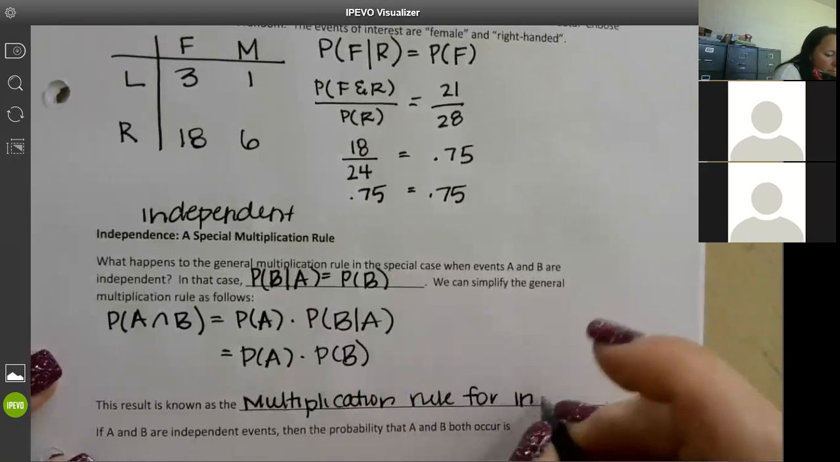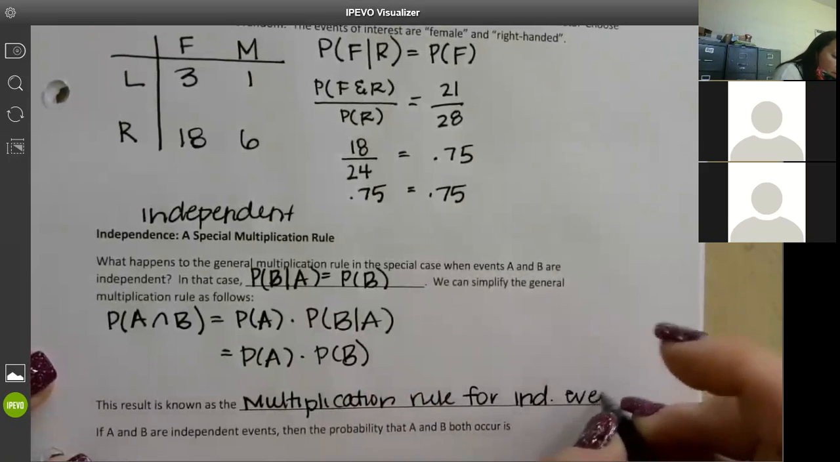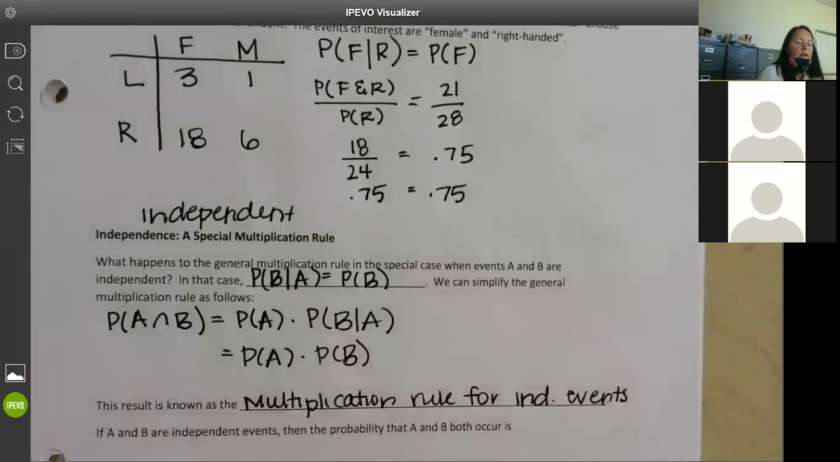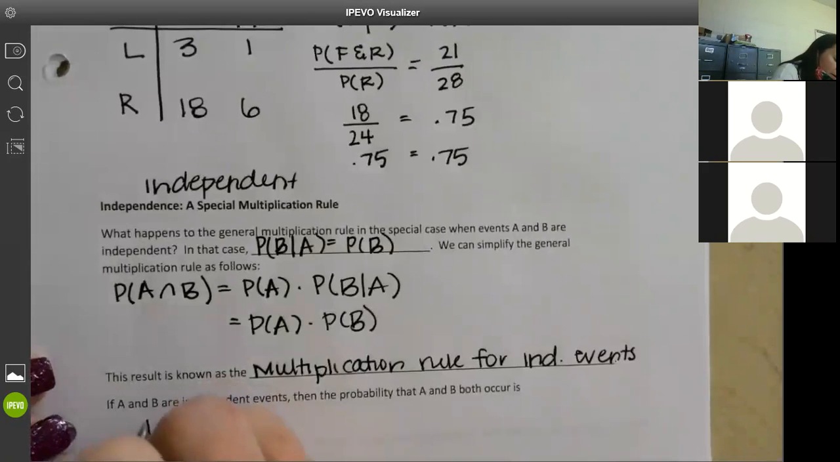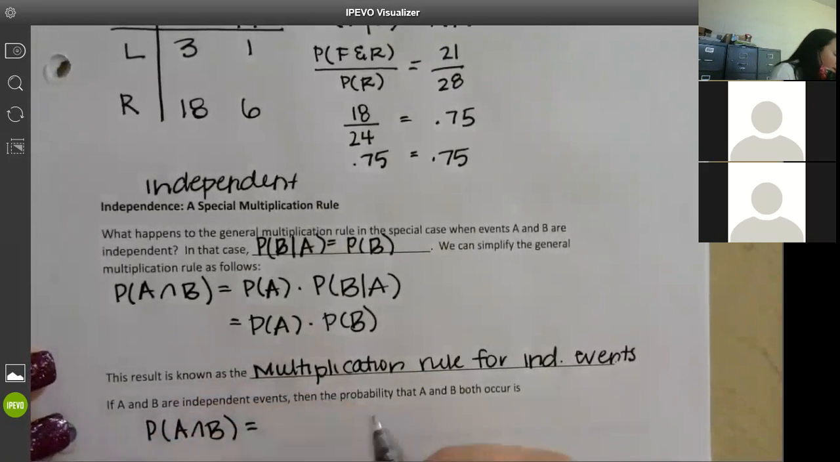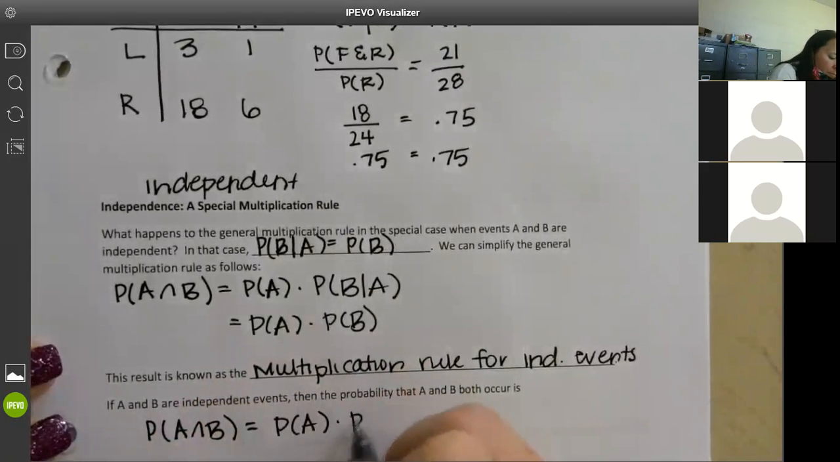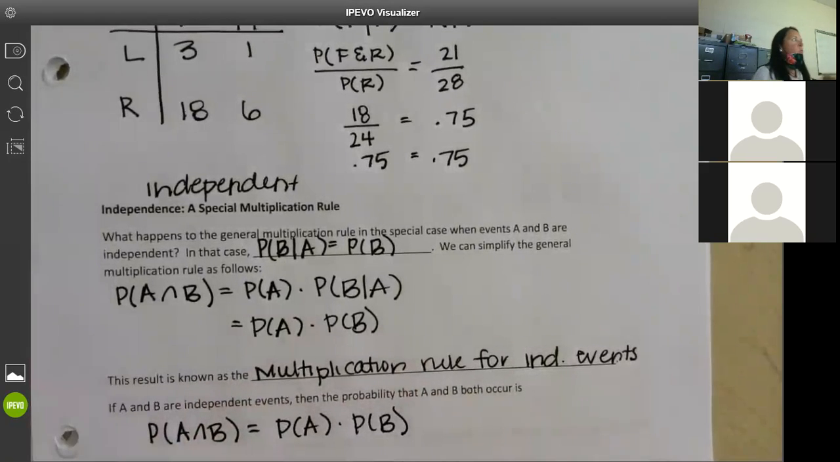For independent events. If A and B are independent events, then the probability that A and B both occur is the probability of A times the probability of B, which we have been doing this whole time. So when we did California and laptops, and we multiplied those two together, we've been doing this the whole time. You just didn't know it.